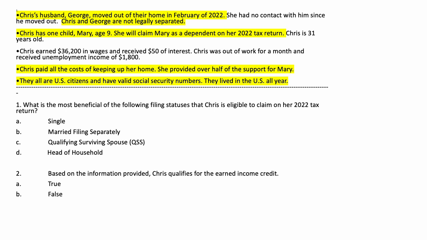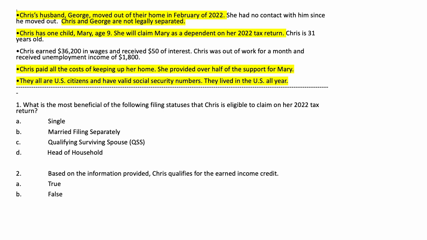Now, Chris paid all the costs of keeping up her home. She provided over half the support for Mary. They're U.S. citizens and have valid Social Security numbers. They lived in the U.S. all year. So the first question was, what's the most beneficial of the following statuses that Chris is eligible to claim on her 2022 tax return? Is it single, married filing separately, qualifying surviving spouse, or head of household?